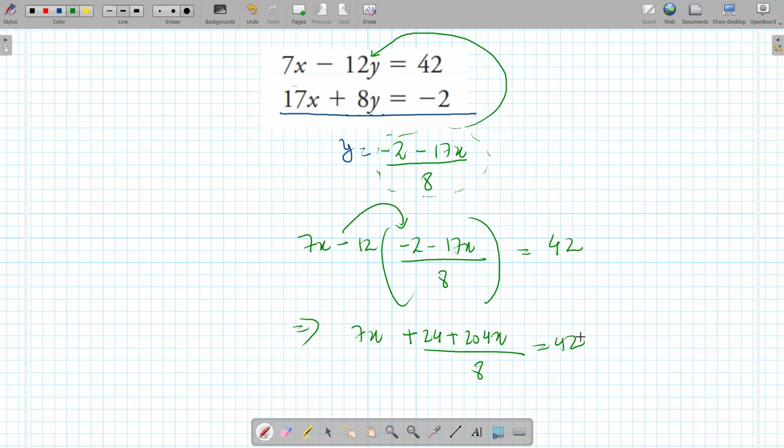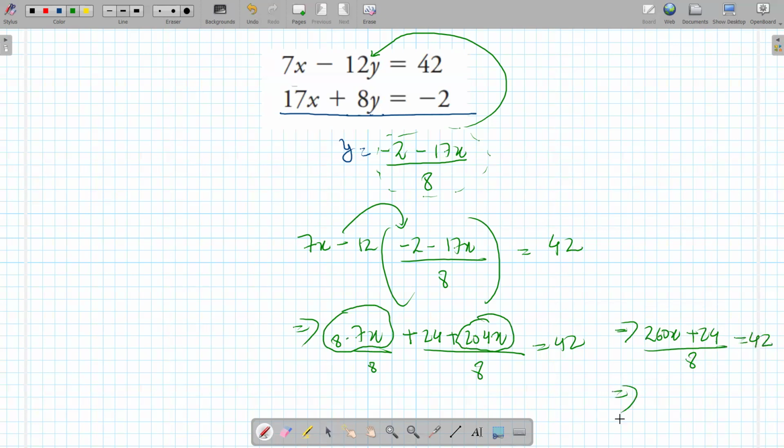There's a fraction. What do we do when we see a fraction in an equation? You do LCD. You want to combine them. So here you'd multiply this by 8 on the top and on the bottom. 8 times 7 is 56. You can add this with 204. So you get 260x plus 24 over 8 is equal to 42.